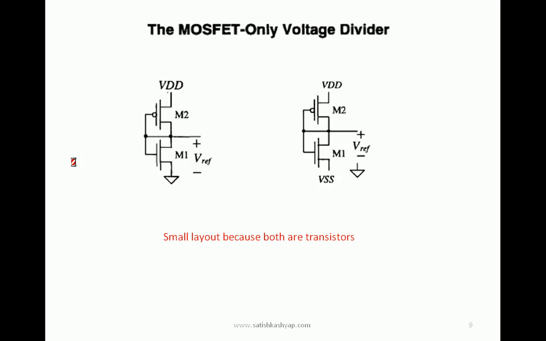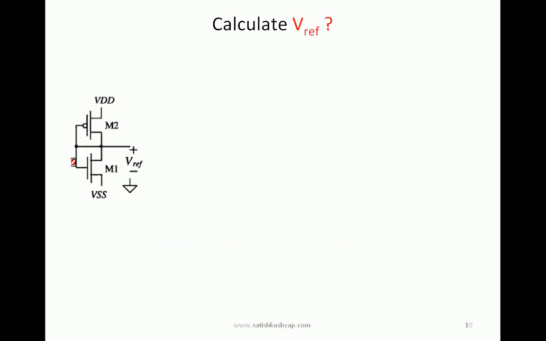Compared to the previous circuit, the remaining resistor is also replaced with a transistor. So here both circuits are going to be exactly similar. For the first one VSS is 0, for the second one VSS is not 0. Here V reference is either VGS of M2 or VGS of M1. Under AC conditions, VDD and VSS are treated as ground. By that time V reference is nothing but VGS of M2 or VGS of M1. Calculate V reference for this one.